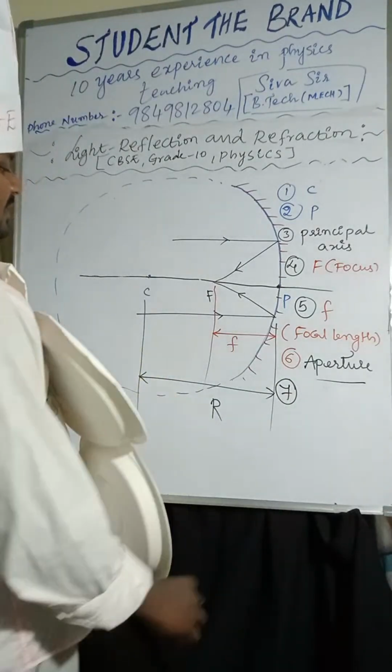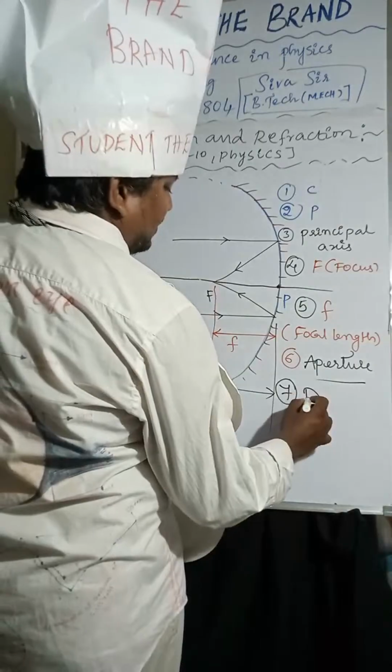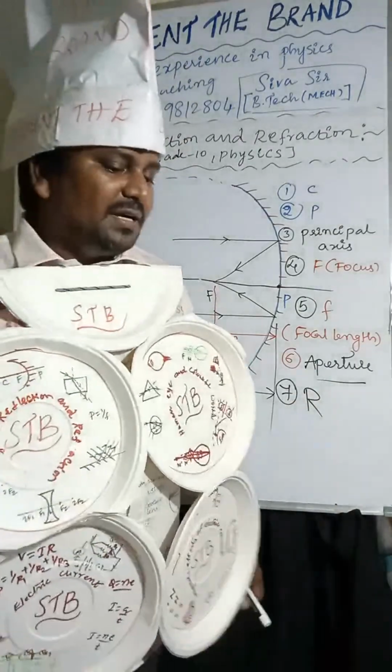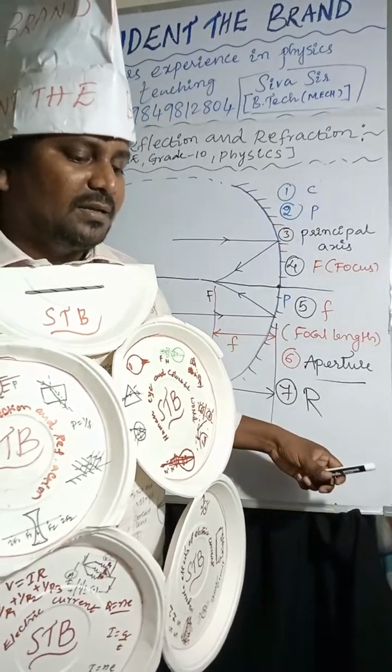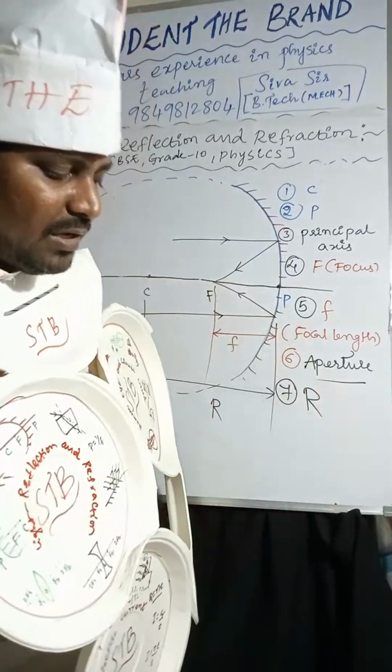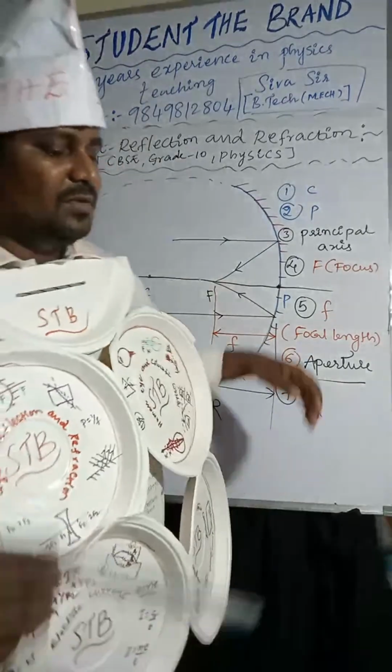Once again, the radius of curvature is capital R. So these are the seven terms related to spherical mirrors. Once again, we will discuss all those terms.